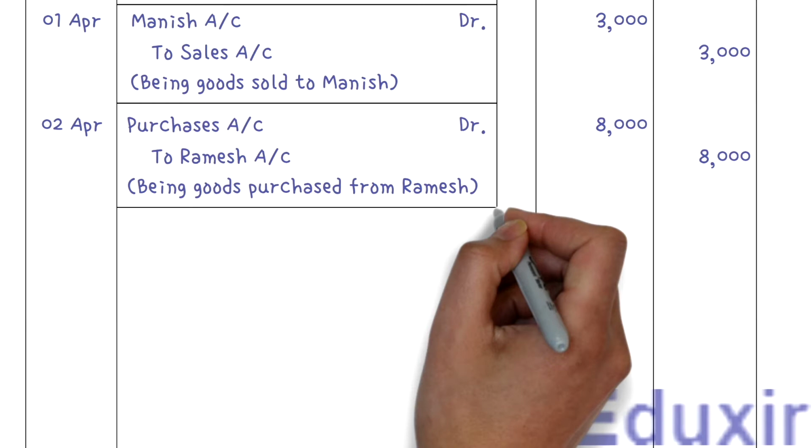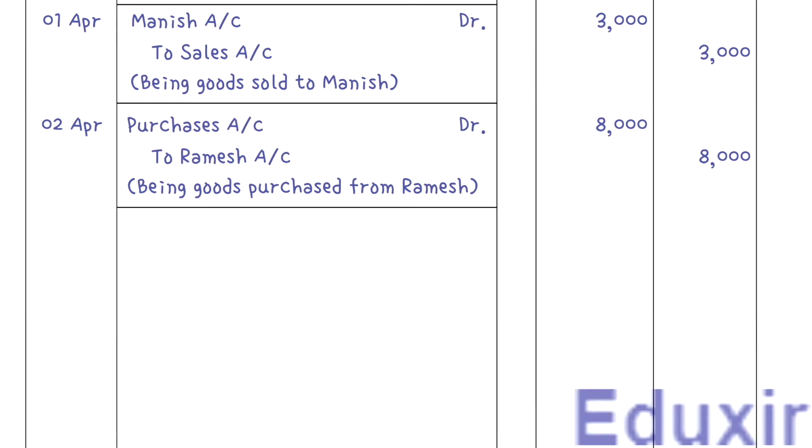Let us now draw a line to mark the completion of journalizing of this transaction. With that, we have completed the journalizing of this transaction. Let us now take up the next transaction.